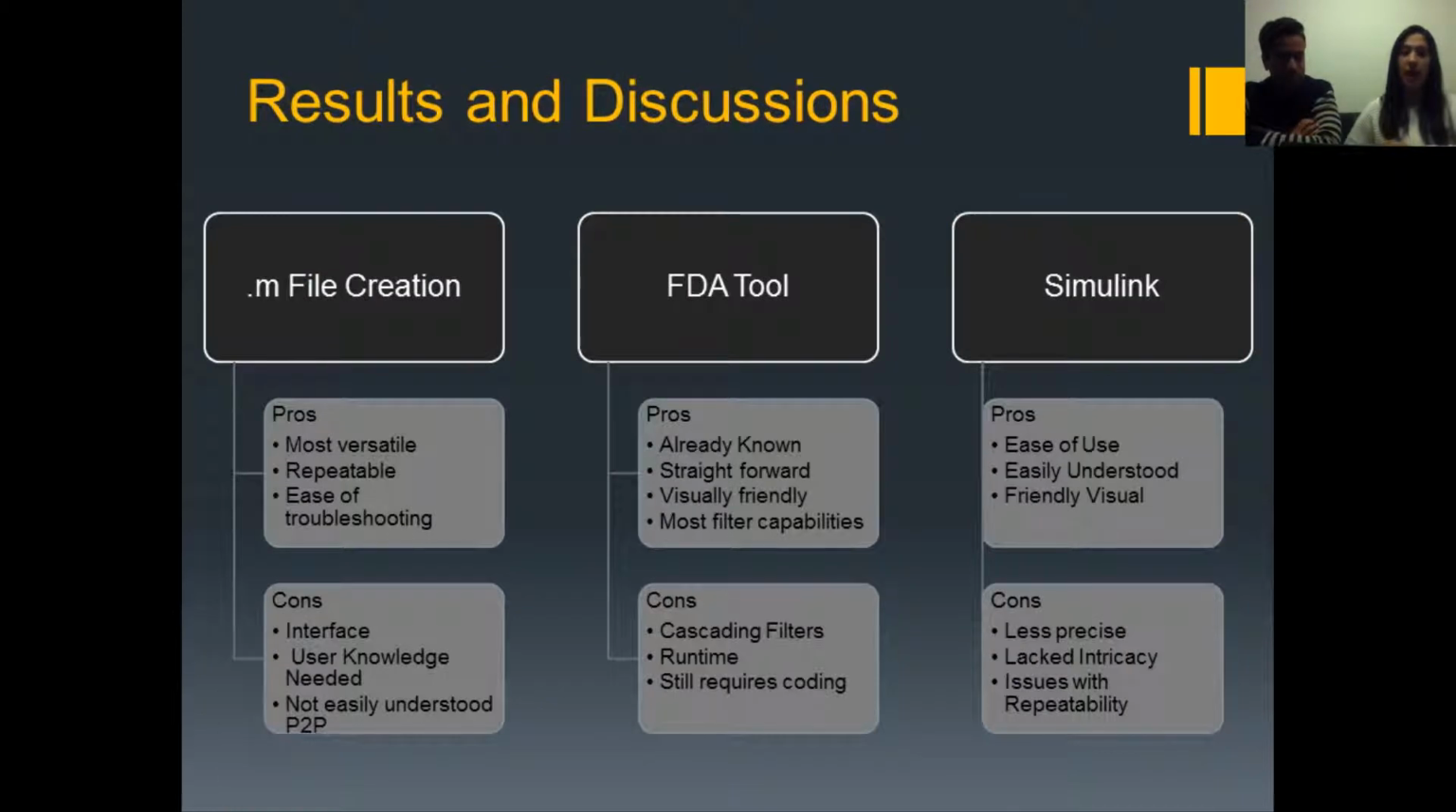Okay, so for our results and discussions, we're going to talk about the 3 different techniques that we use to apply the filter and design it. So our first one was our M file creation, and the pros with this is it's very versatile and very easy to troubleshoot, and we can go back and fix our errors and repeat it again as much as we want. For our cons, it requires a lot of knowledge from us, knowing all the commands and all the different capabilities that it has.